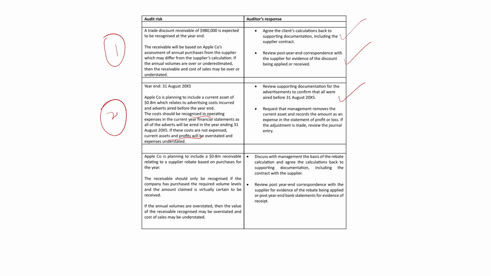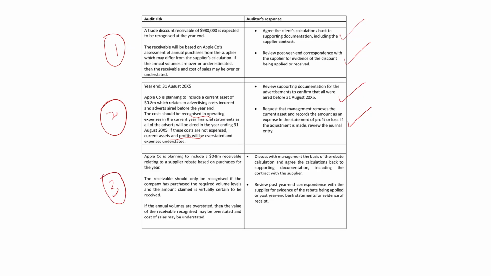My plan is to confirm that all the expense does belong to this year end. So I'm going to look at supporting documentation to see the ads were aired before the year end. And I'm going to ask the management to remove that current asset and book it as an expense. Because this is an identified error, my response can't be, I'm going to ask the management why they've done it. It doesn't matter what their reasoning is. I need to get them to correct it.